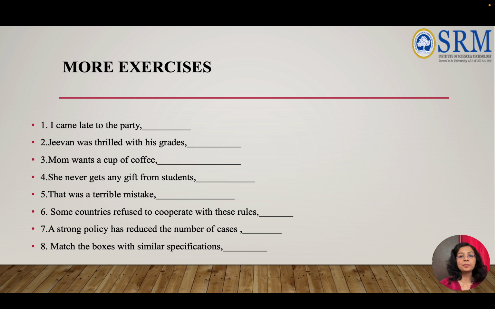That was a terrible mistake, wasn't it? Some countries refuse to cooperate with these rules, don't they? A strong policy has reduced the number of cases, hasn't it? Match the boxes with similar specification, will you?